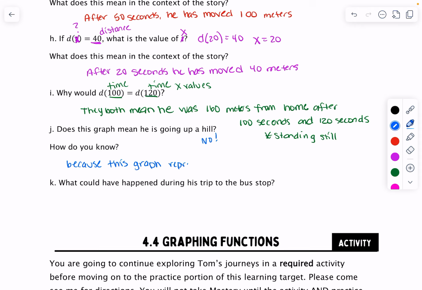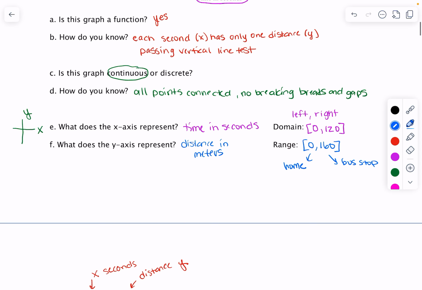Not height. That's really critical that we understand that. So what could have happened during this whole trip to the bus stop? We've talked about some places he stopped as he's moved, but what does this graph mean altogether? So let's look at the graph again.